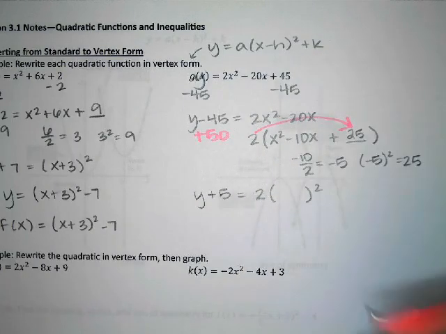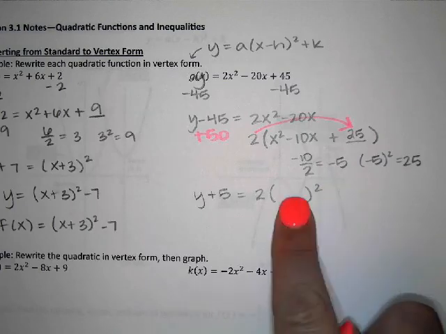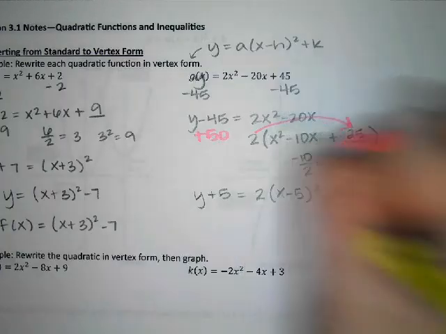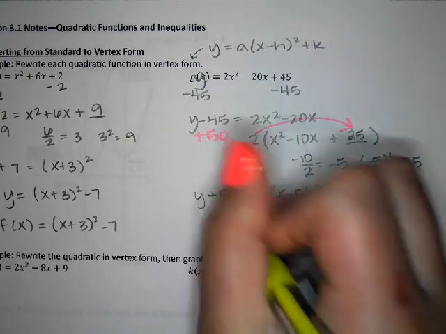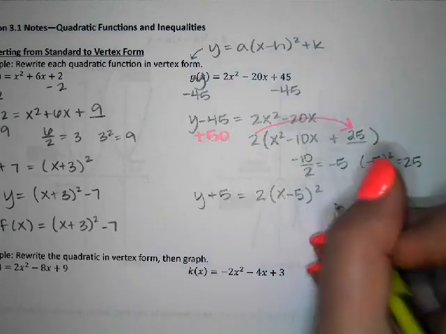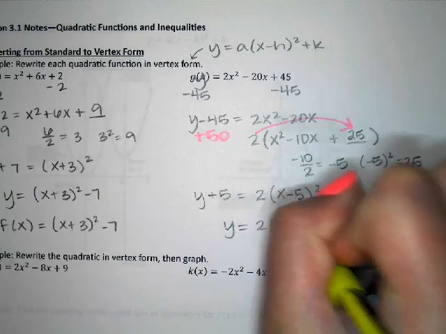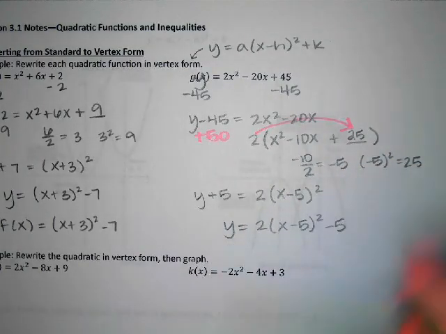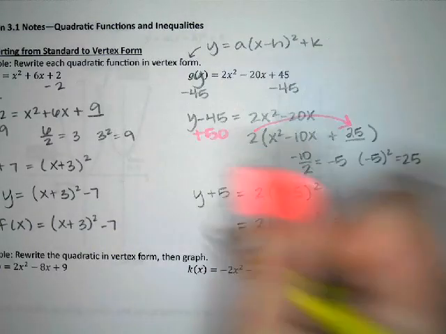Just like before, whatever you got when you divided by 2, that's the number that goes into these parentheses. So I have (x minus 5) squared. Then I can go ahead and get my y alone. I'll take this 5 and subtract it over to the other side. It shouldn't be a y, it should be a g of x at the end.